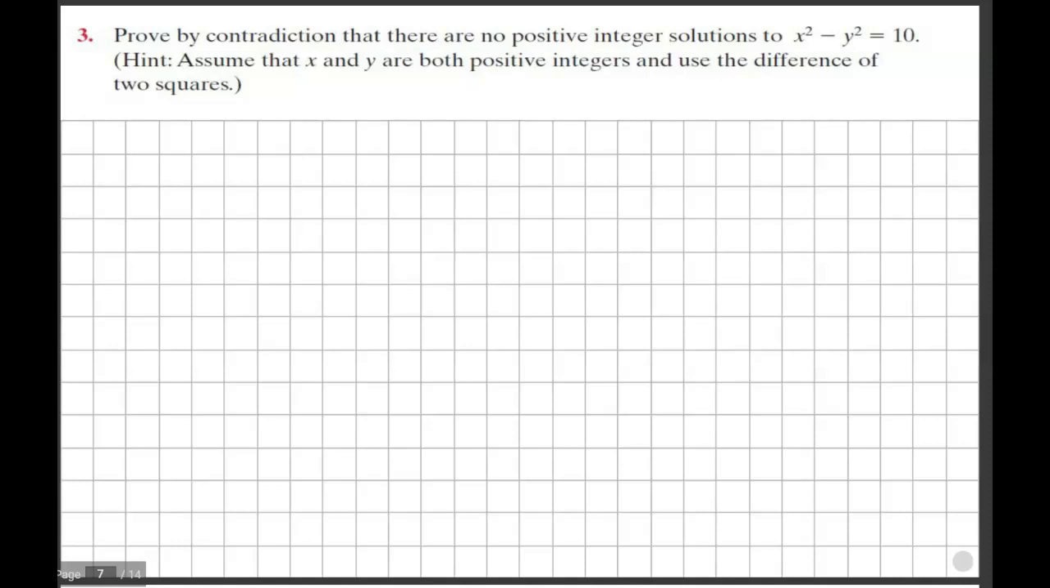This question, question 3, is similar to question 1 in many respects. You can use a very similar line of attack. So here we're told that there are no positive integer solutions to x squared minus y squared equals 10. So what we do is the complete opposite. We assume that x and y are both positive integers, that there are solutions that are positive integers.